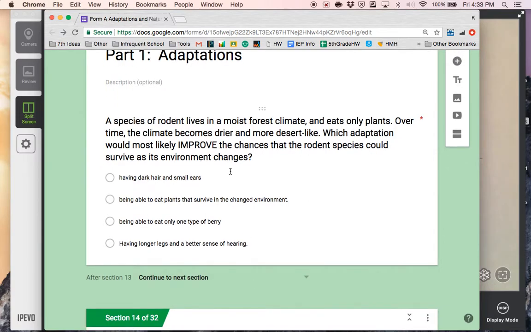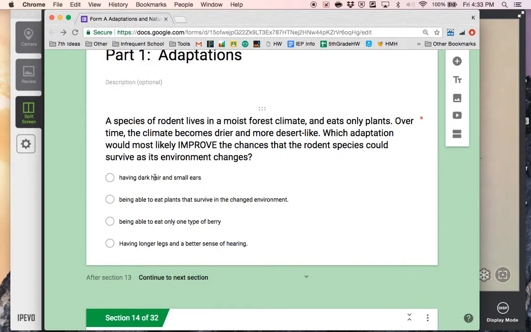Moving on. A species of rodent lives in a moist forest climate and eats only plants. Over time, the climate becomes drier and more desert-like. Okay, so the climate's changing to be dry. Which adaptation would most likely improve the chances that the rodent could survive? So what does this guy need to do to survive in a desert climate? Sounds like our wildebeest activity. Would dark hair and small ears help?